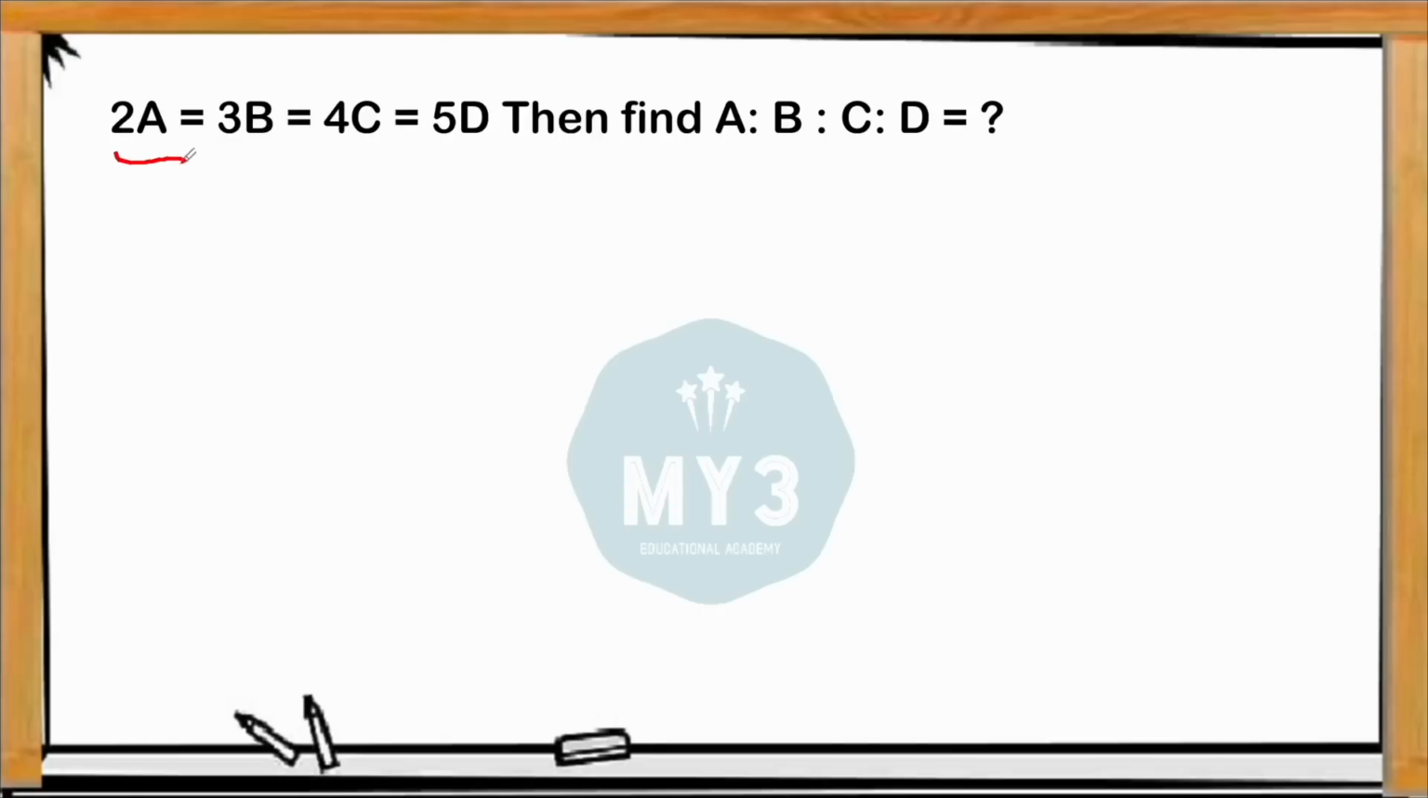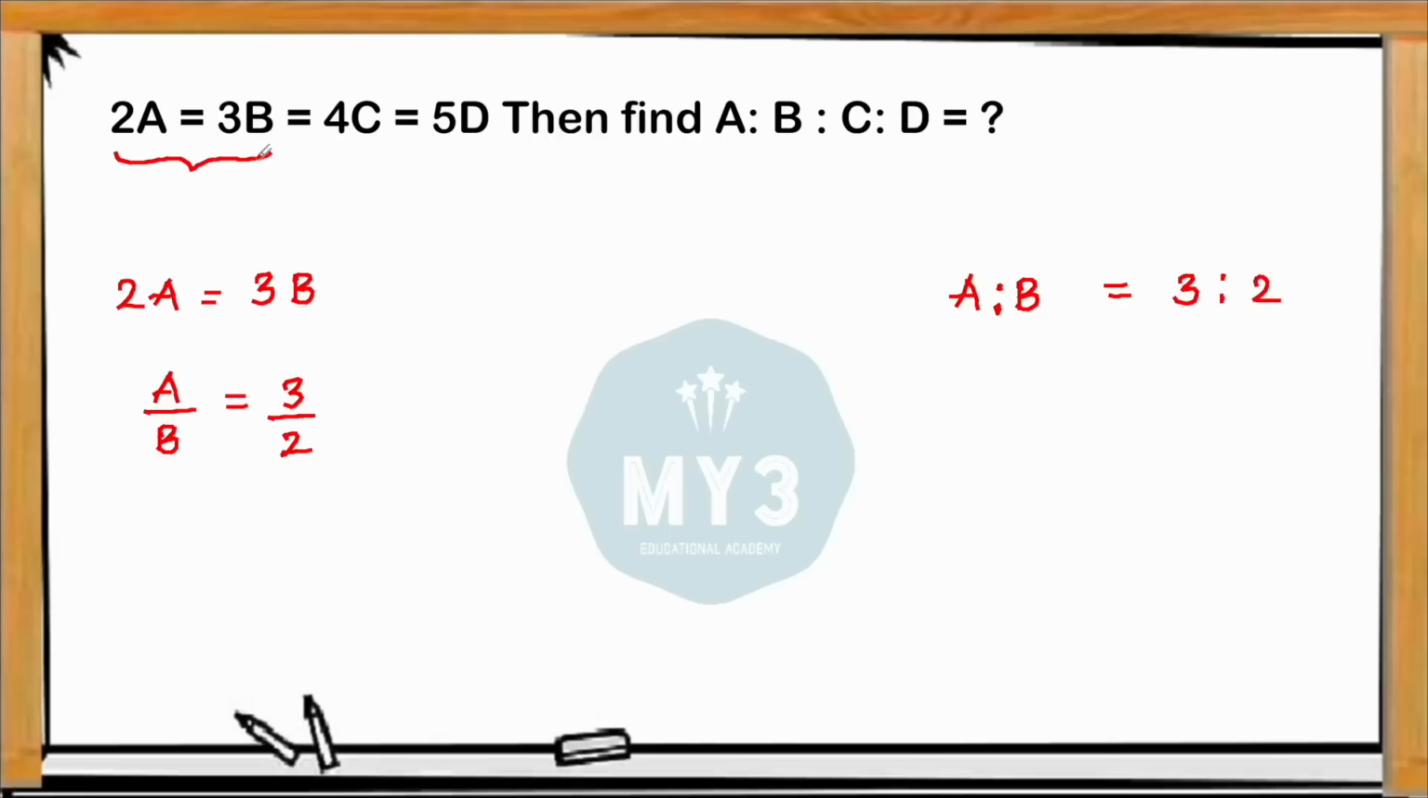That means if you observe these two, 2a is equal to 3b. So from this data, 2a is equal to 3b. Can I write like this? A by b is equal to 3 by 2. That means A is to B is clearly given as 3 is to 2.